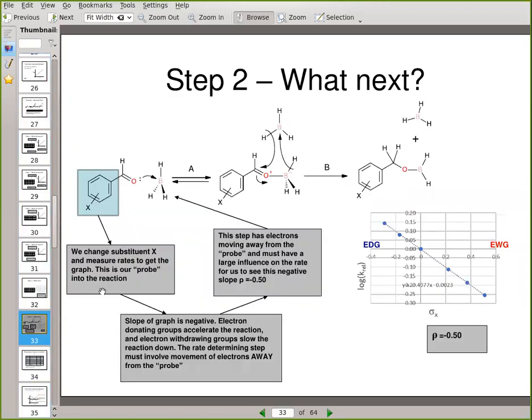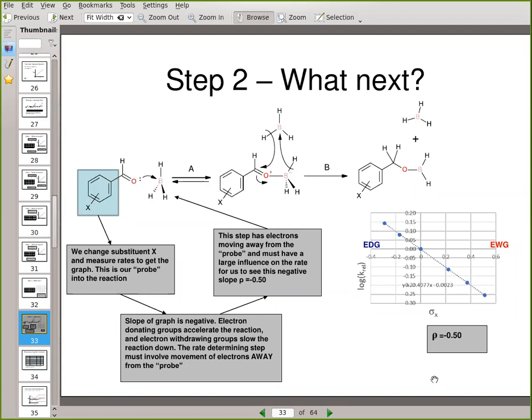So if we go back here, this is consistent with the rate determining step. Can you see the step over here? If our slope is negative, if this is rate determining over here, notice that electron donating groups will accelerate this and we'll have a high point over here. Electron withdrawing groups will slow this down. We have a small point over here. So our reaction constant, rho, is minus 0.5, which does show us that that is likely to be the rate determining step in this reaction.